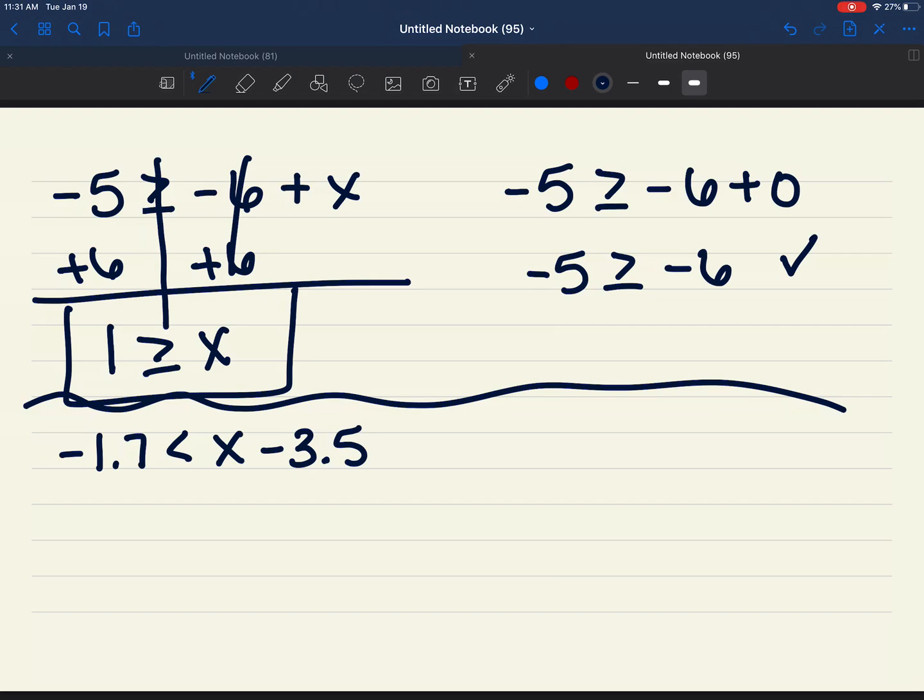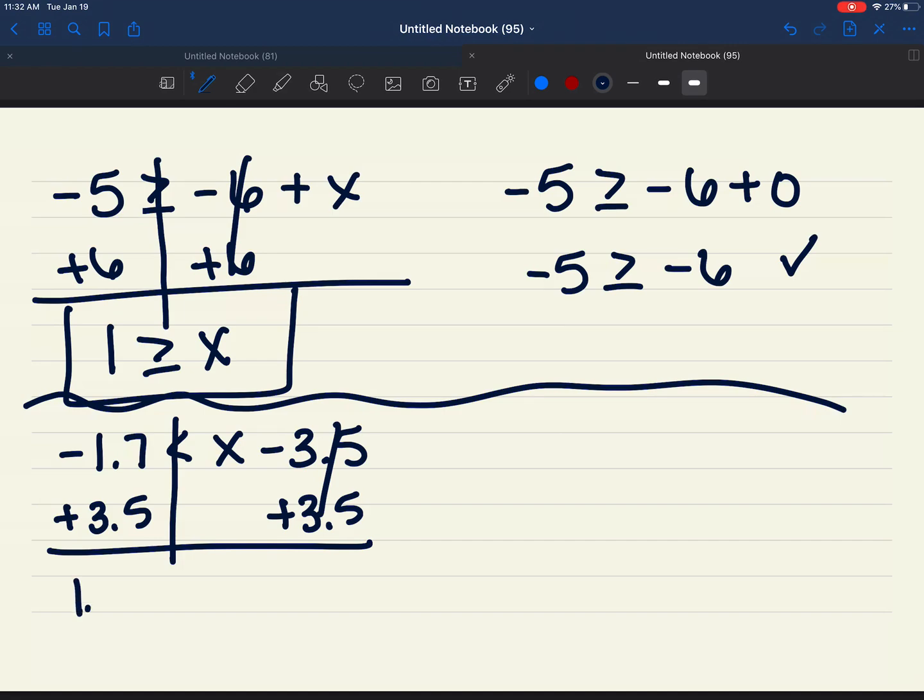Somebody want to take this one? Negative 1.7 less than x minus 3.5. Okay, go. So you need to do plus 3.5. Okay, negative 1.7 plus 3.5. What's that going to give you, Jack? Would it be 1.2? Uh-uh. 1.8. There we go. 1.8 is less than x.